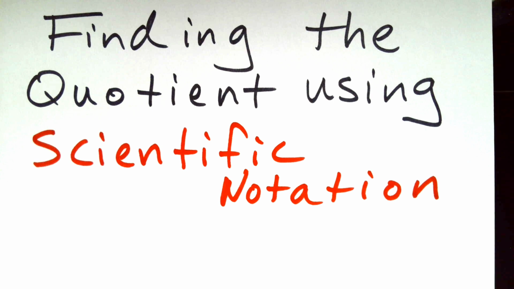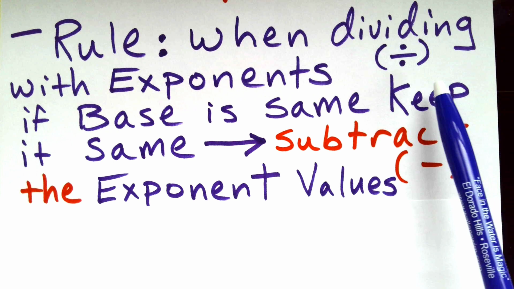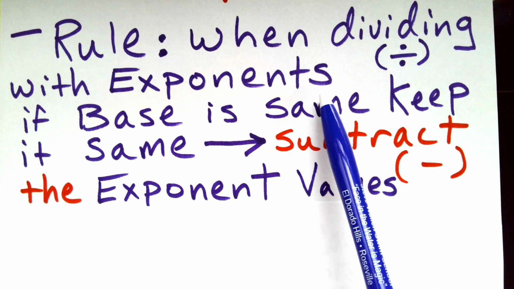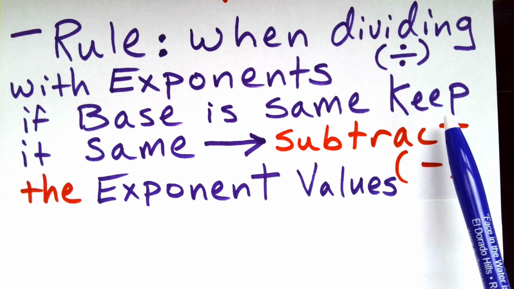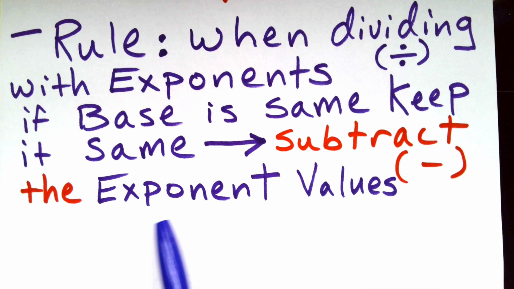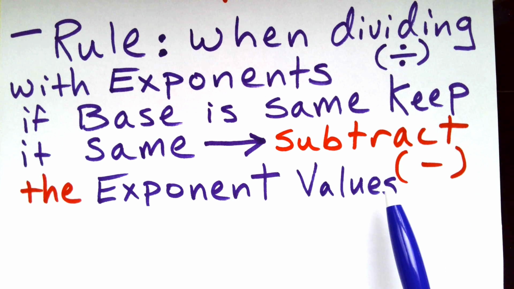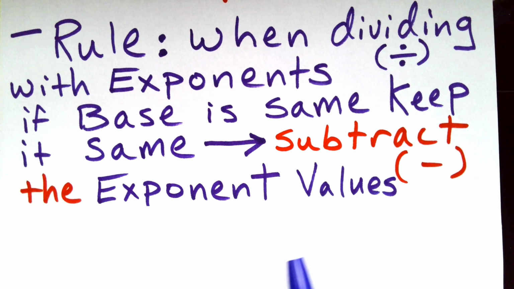So instead of adding the exponents, when you're dividing with exponents, you do the opposite, you subtract. Let's take a look at some of these rules now. All right, so you see that rule here, right? When dividing with exponents, if the base is the same, you keep it the same. You subtract the exponential values. So you subtract the exponents when you divide.